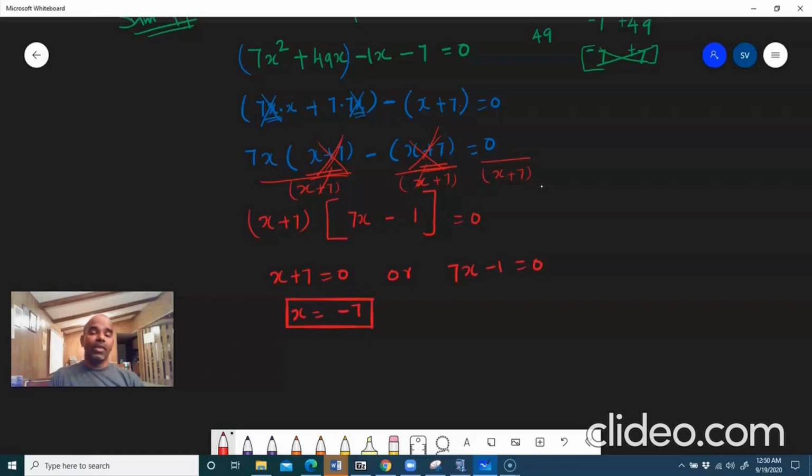Next one is 7x minus 1 is equal to 0. That is 7x is equal to plus 1. So x is equal to plus 1 over 7. So you have two solutions. One is x is equal to -7 and another one is x is equal to plus 1 over 7. So here you can see that we have two different solutions. From this we can conclude one property of the discriminant. If b square minus 4ac is a positive number, then you can say that the quadratic equation will have two different real roots.